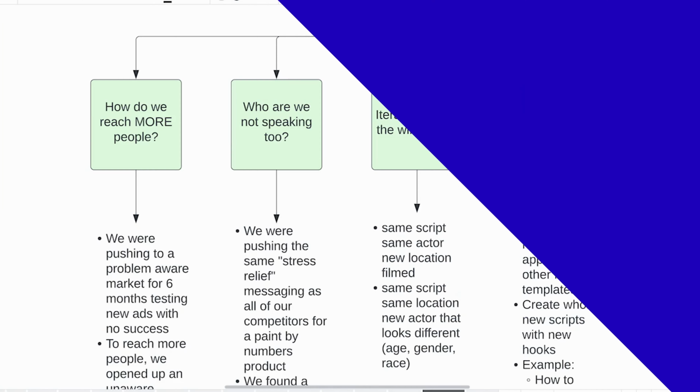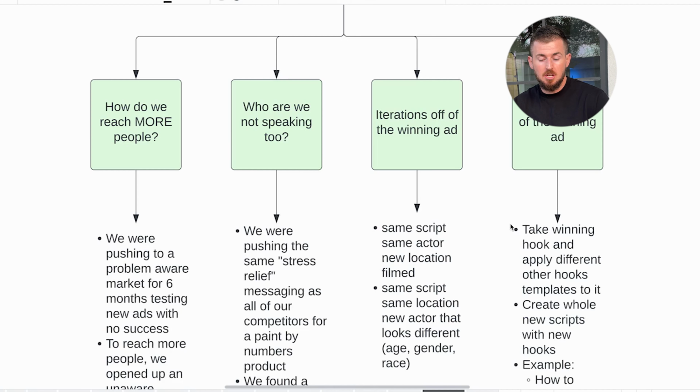Now, the next one is same script, same location, just a new actor. And I'm looking for a very different looking actor. What I mean is an actor that looks completely different from a race perspective, so I'll test a few different ethnicities of people. I'm also looking for a different actor in terms of male versus female. And I'll look for a very different actor in terms of age. I wouldn't want to test a 21-year-old and a 22-year-old. I would test a 21-year-old, then a 33 or 34-year-old, and then a 50-year-old. Very different looking people.